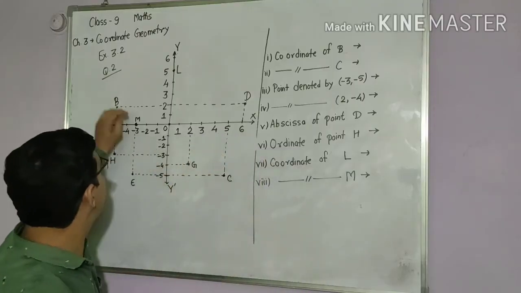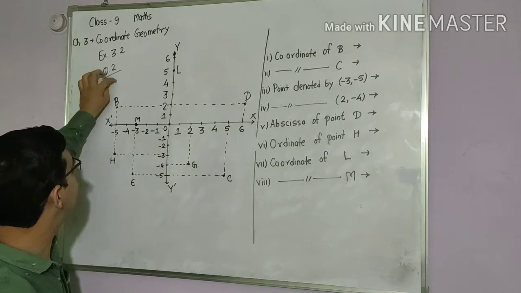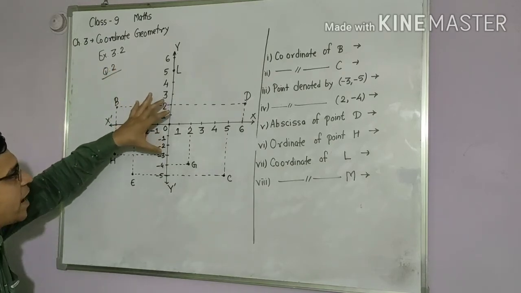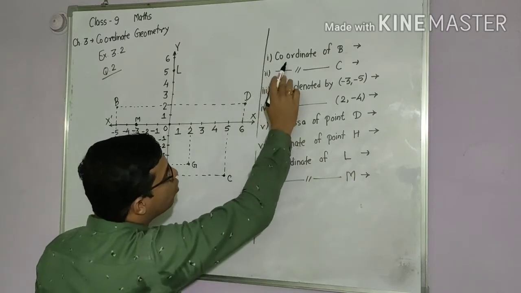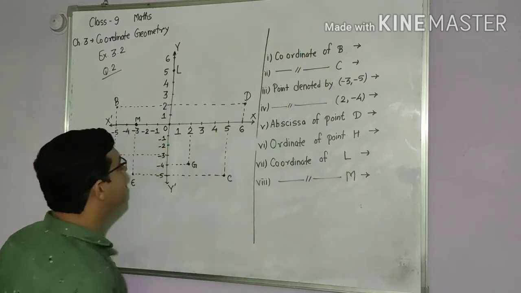Now this is a question of exercise 3.2 question 2. The diagram is given and you have to find all these things. First is coordinate of point B.